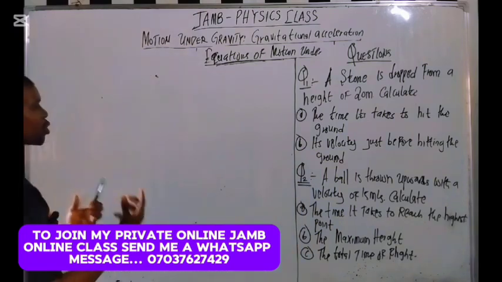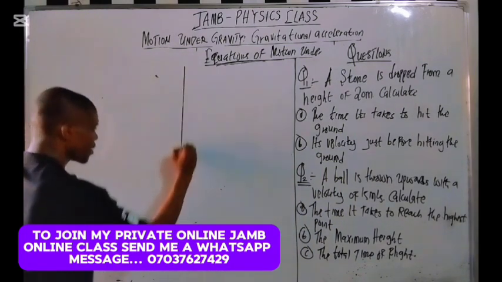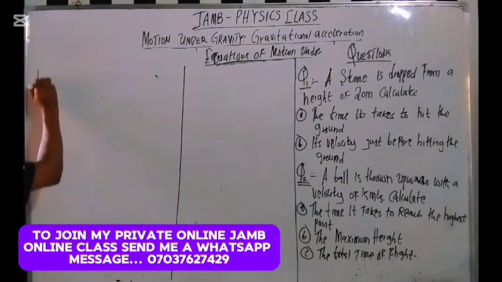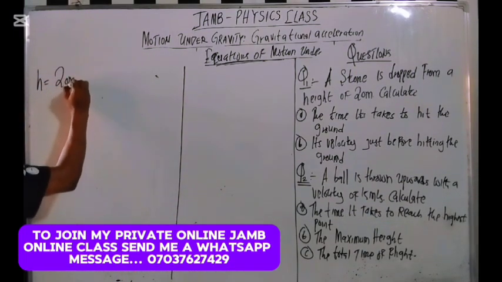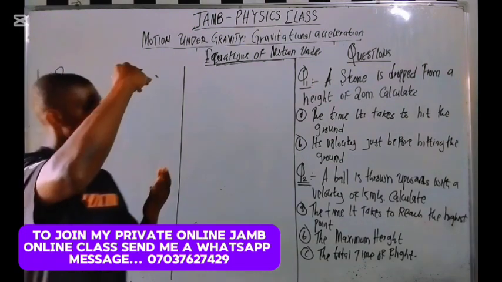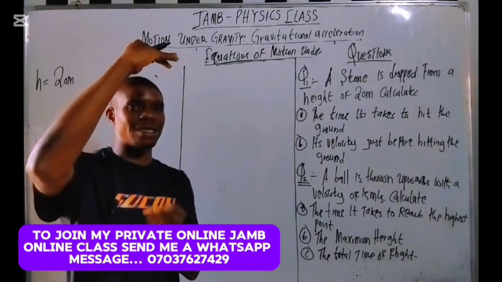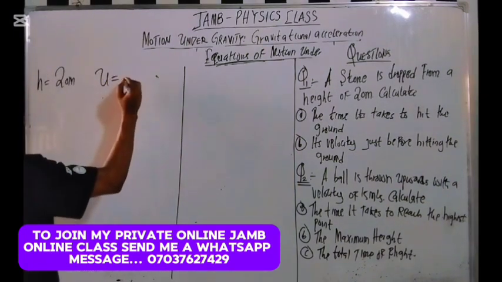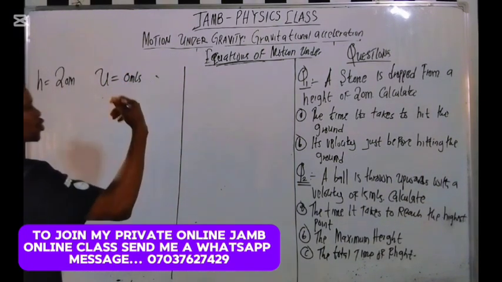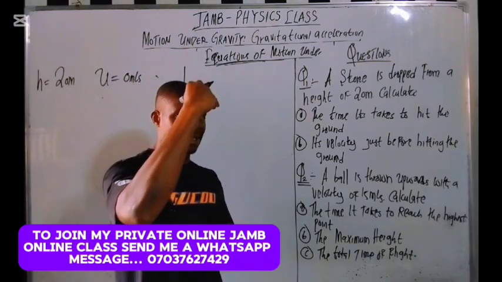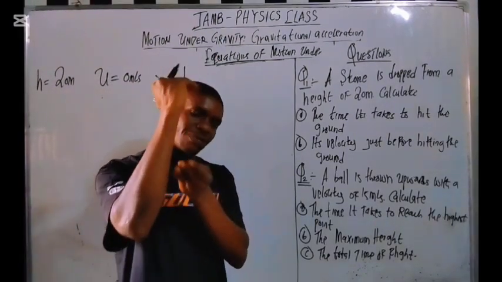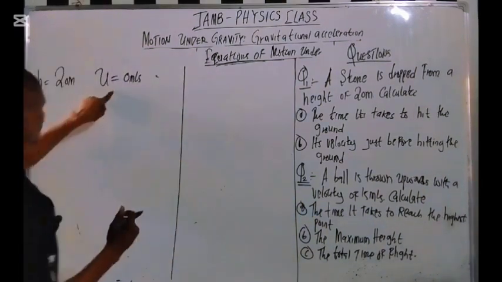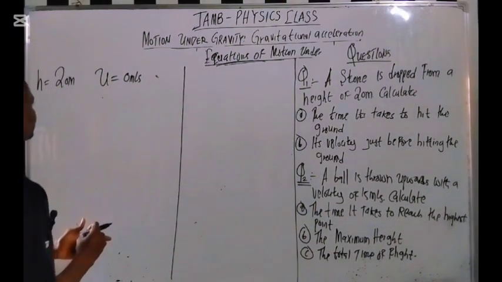So when you say a stone is dropped from a height of 20 meters, the height is H, 20 meters. Now remember, when you drop an object from a height, there is an initial velocity, U, and U is equal to 0 meters per second. And it gave us the height to be 20 meters.